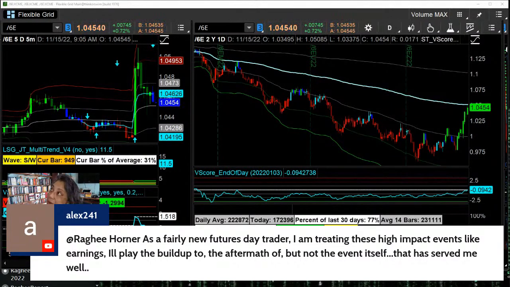And remember, I know there's a lot of folks who want to trade the event, because it's so sexy to be on the right side.